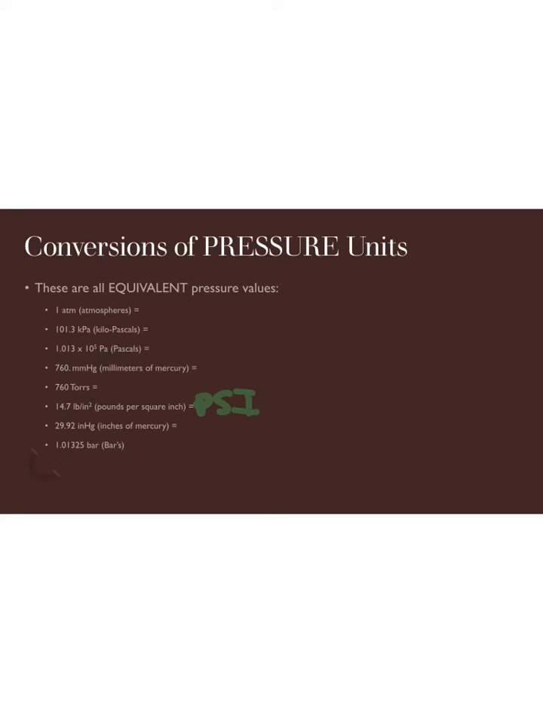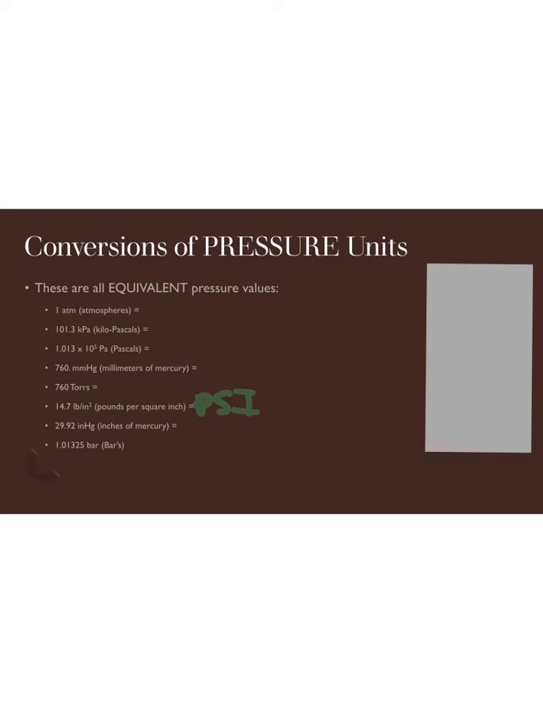That's one you should be familiar with. Inches of mercury, very similar to millimeters of mercury, and then finally bar, and you can think of barometer. So these are all different pressure values, and they're all equal to each other, just like you would say that 12 eggs equals 1 dozen. So these are all equal to each other, so you just have to convert from one to another.